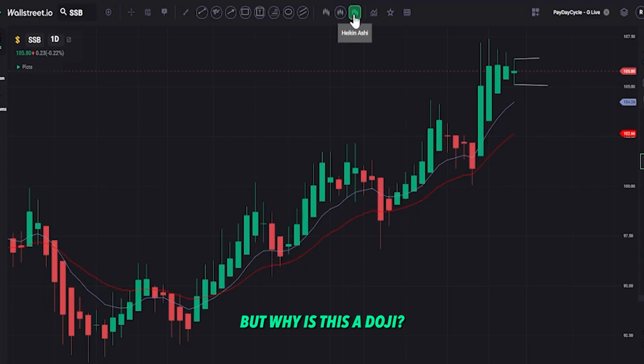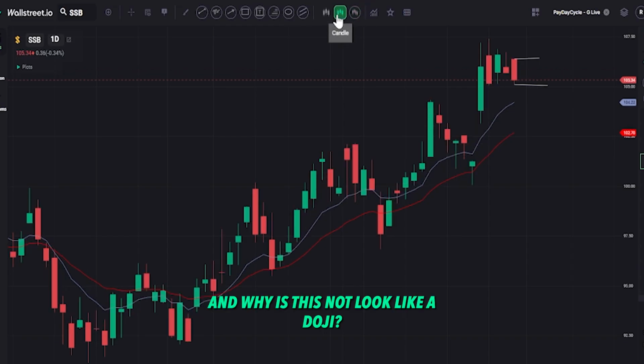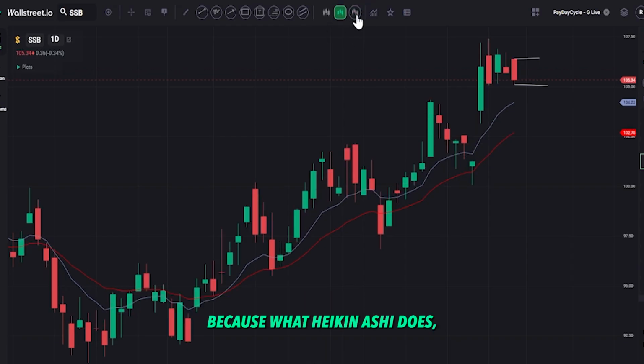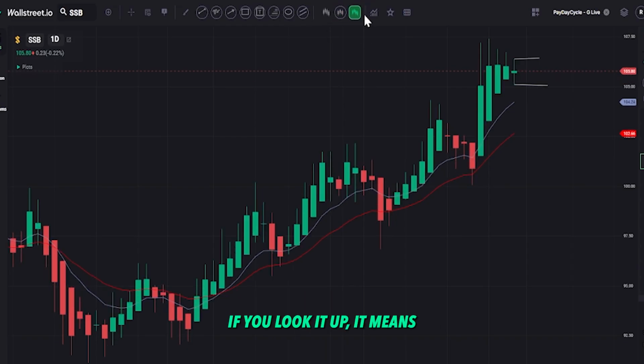But why is this a doji? And why does this not look like a doji? Because what Heikin Ashi does, if you look it up, it means averaging the bar, the average of the bar. And it's interpreted different ways, but it's the average bar.